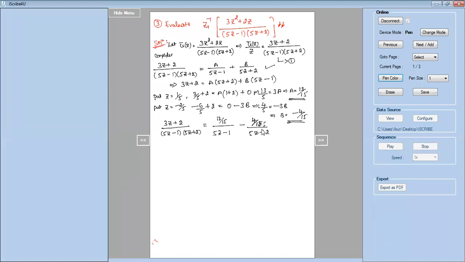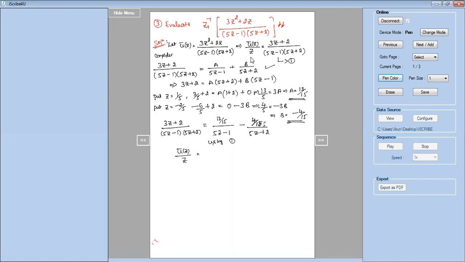Okay. Now, using 1, because this entire term (3Z plus 2) by (5Z minus 1) into (5Z plus 2), look at this, this is 1 here. According to this equation 1, this entire thing can be written as U bar of Z by Z. This is what we did in the last problem also. Same procedure. So it is U bar of Z divided by Z equals RHS.